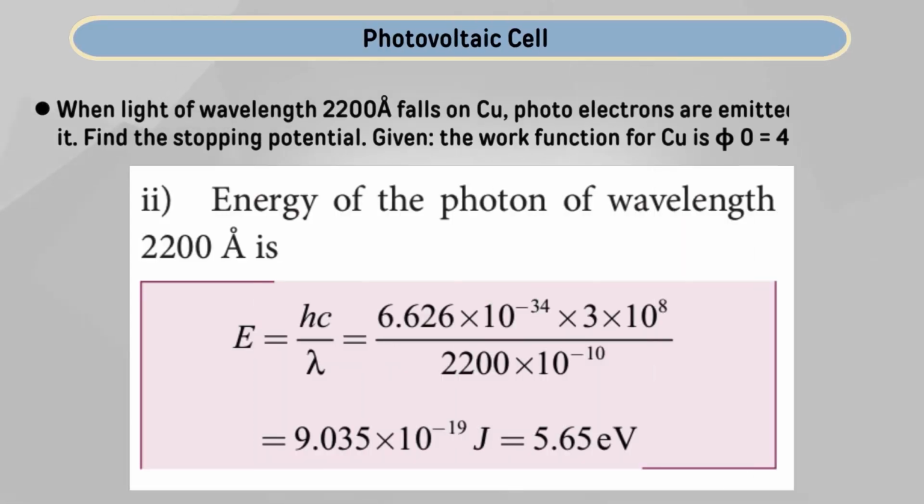Also we can calculate the energy, which is equal to h c by lambda. By putting in the constants h and c and lambda, the wavelength of incident light, that is 2200 angstrom, again we convert angstrom to meter, and then we can get the energy in joule, that is 9.035 into 10 to the minus 29 joule, and one can convert this to 5.65 electron volt.